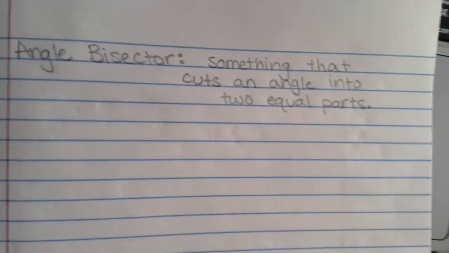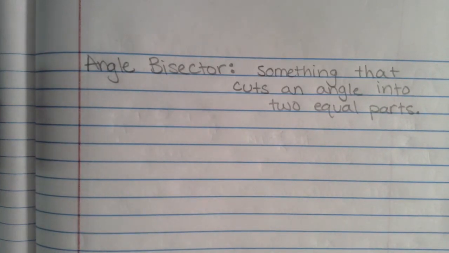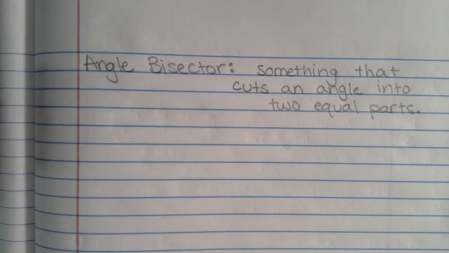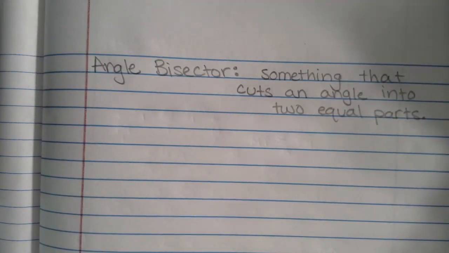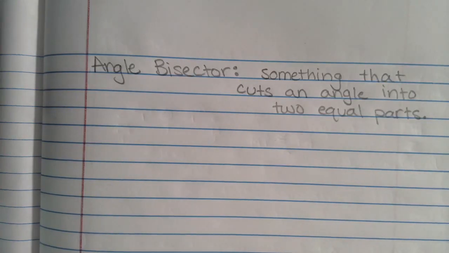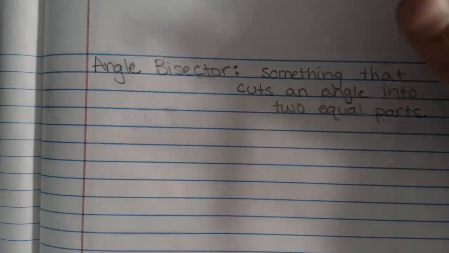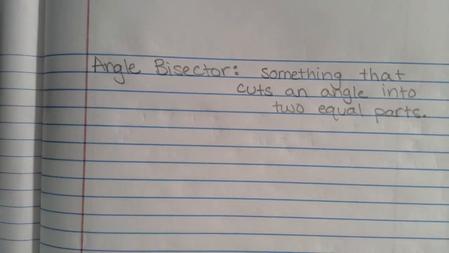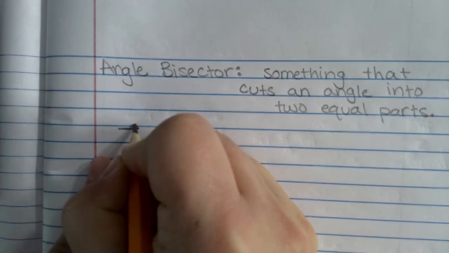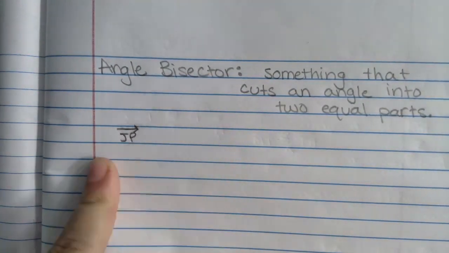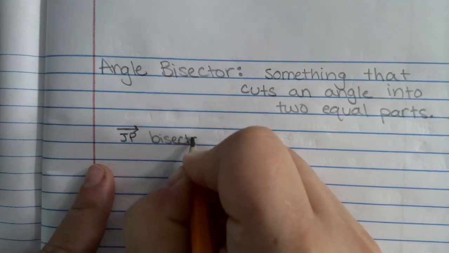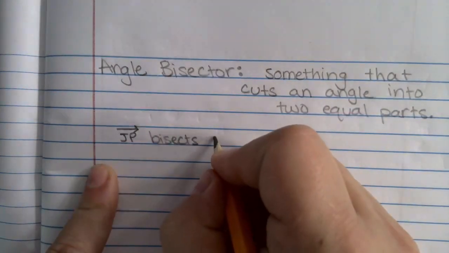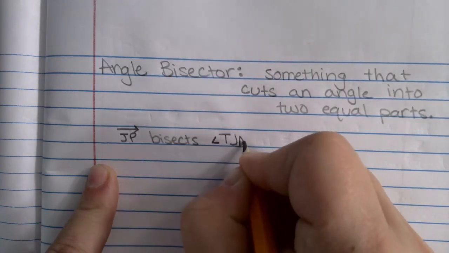Oh, you can't see that. There we go. Alright, so if I know that ray JP bisects angle TJM, and I want to draw that.